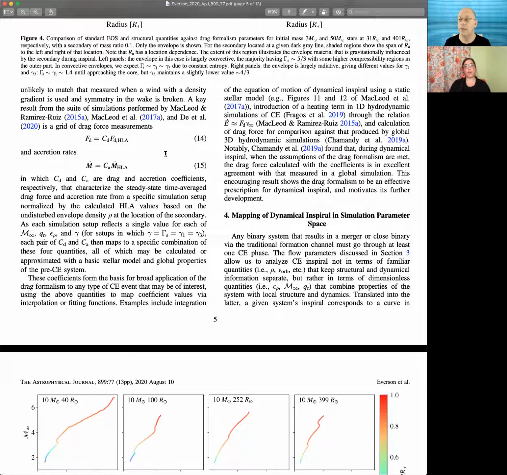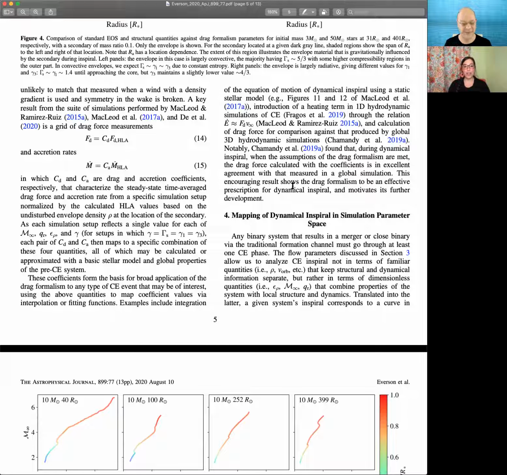One exciting result that came out last year is a paper by Luke Chamandy and others, I believe they're at Rochester, who were working with global simulations of common envelope and compared the drag force in their simulations to these drag coefficients from previous work by Morgan MacLeod and others, and found that during dynamical inspiral, as it should be, they were in very good agreement. So that inspires us to keep moving forward and to continue developing this formalism. That was a very encouraging result.